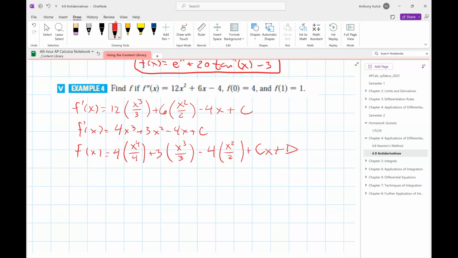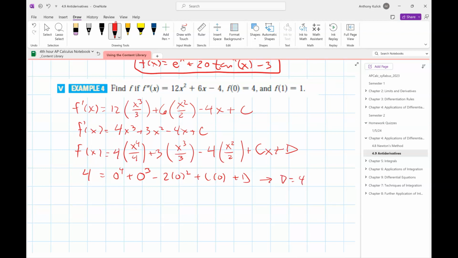Now what I'm going to do is use those 2 points to solve for my c and my d. Worst case scenario, you might have to plug in both points and create a system of two equations to solve. Here we're much luckier because it's a polynomial and one of the x values is 0. So if I plug in 0 for x, I just get 0 to the 4th, 0 cubed, minus 2 times 0 squared, plus c times 0, plus d, so d is 4.